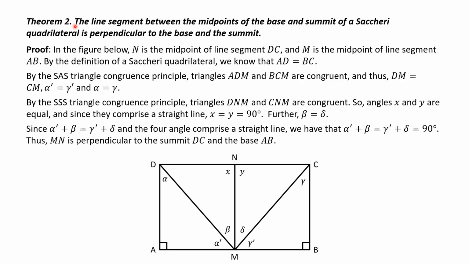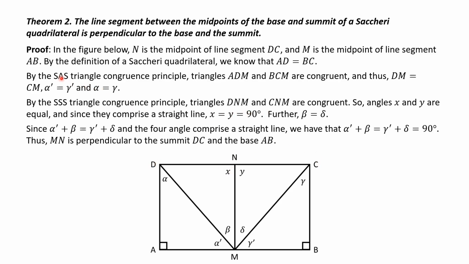Theorem number 2. The line segment between the midpoints of the base and summit of a Saccheri quadrilateral, so in other words, if N is the midpoint here of the summit and M is the midpoint of the base, then this line here is perpendicular to the base and the summit. So NM is perpendicular to AB, and NM is perpendicular to DC. So that's what we want to prove.